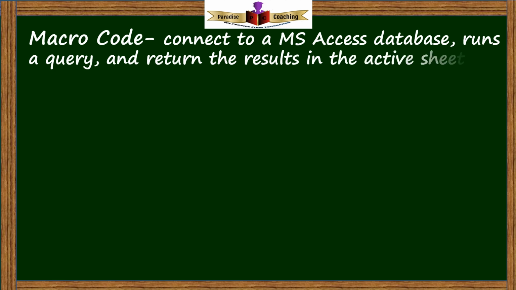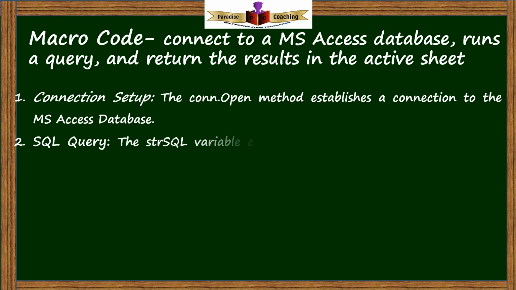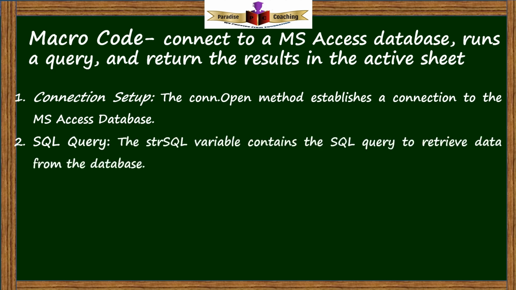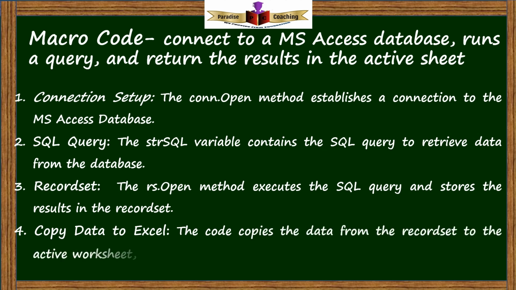The macro code connects to a MS Access database, runs a query, and returns the results in the active sheet. Here is a quick recap of the VBA code. 1. Connection setup. The open method establishes a connection to the MS Access database. 2. SQL query. The STR variable contains the SQL query to retrieve data from the database. 3. Record set. The open method executes the SQL query and stores the results in the record set.